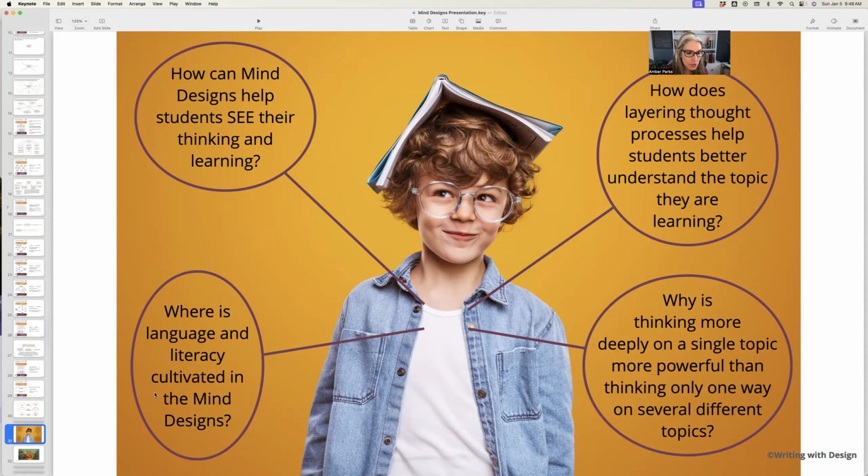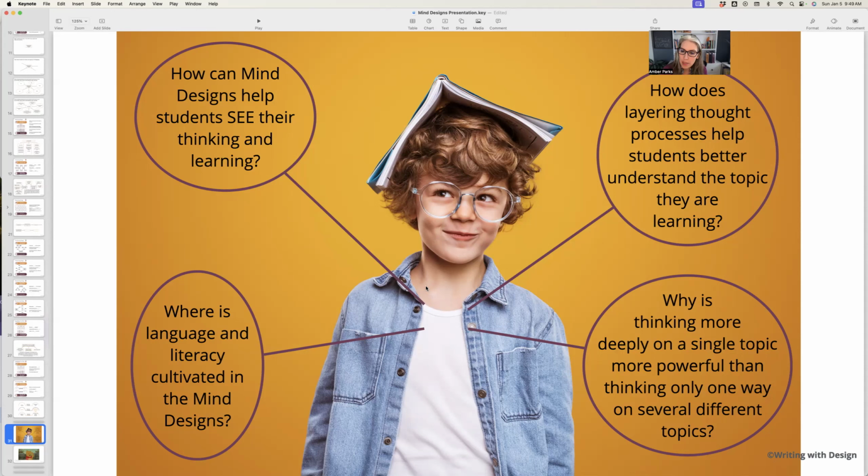Language and literacy is cultivated throughout the Mind Designs because of the way that we are rereading the article, going back to different sections, the way that we're talking through the language, thinking of other ways to say it so we don't copy directly from the text. Also, layering thought processes, going from brainstorming into classifying it, into sequencing it, into comparing it. All of that is really what higher level thinking skills are all about. It's a layering of the different thought processes.